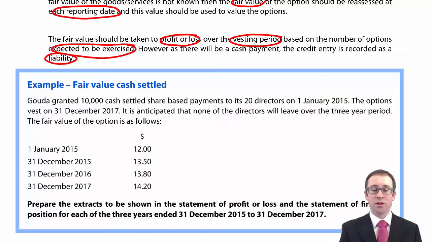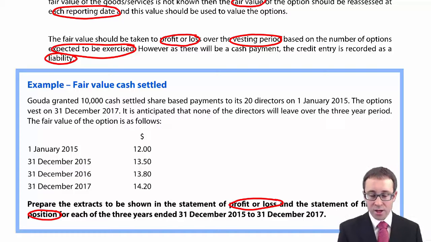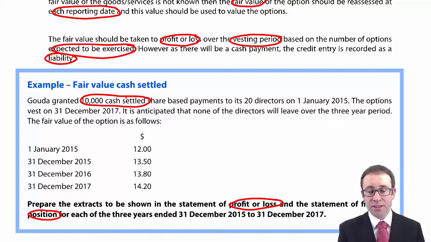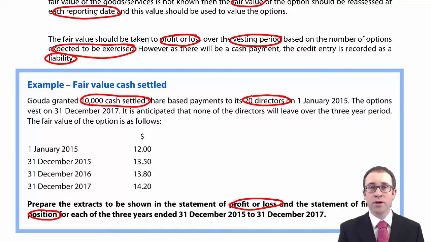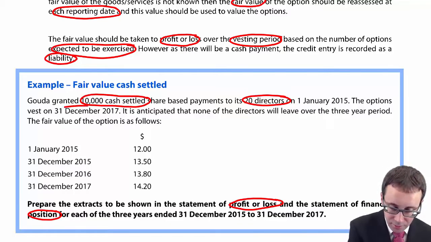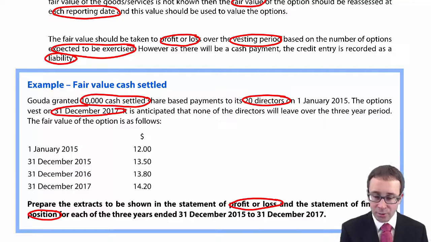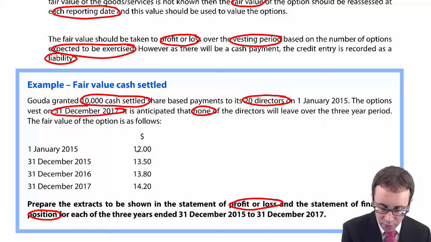It's the example just underneath. It says to prepare the extracts to be shown in profit or loss and the statement of financial position for each of the 3 years, December 15 to December 17. Gouda granted 10,000 cash settled share-based payments to its 20 directors on the 1st of January 2015, and they vest in December 2017, so 15, 16, 17, 3 years. It's anticipated again that none of the directors will leave over the 3-year period, and the fair value of the option is as follows. You've got the $12 there at the grant date.